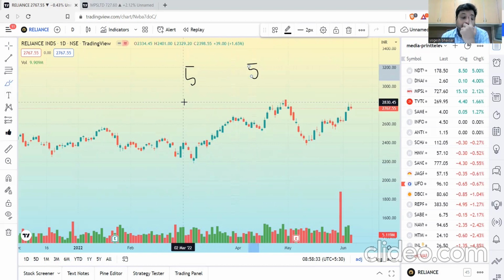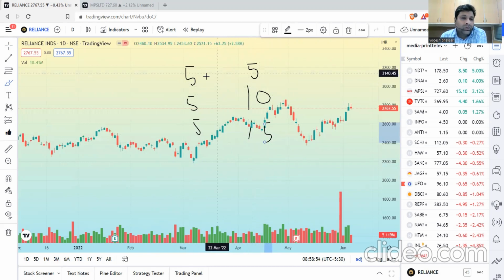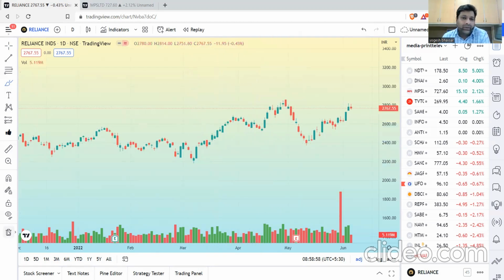Now, if you are trading with the mindset of 2:1, that means if you're keeping a stop loss of 5 rupees, then your target is 10 rupees. 3:1 is if your stop loss is 5 rupees, then your target is 15 rupees. So this is 3:1, 2:1, 1:1, and it keeps increasing depending upon your trading style.